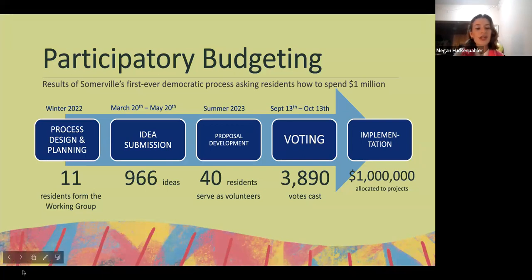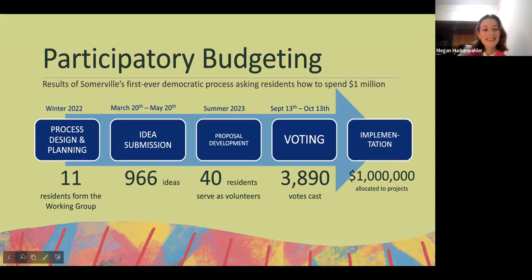The voting methodology was online. It was done via ranked choice, where residents could pick their top 5 projects. And then they were ranked with people's first choice projects being given 5 points, your second choice 4 points, and so on. And we announced earlier in the month, and I'm excited to share how the $1 million was allocated.